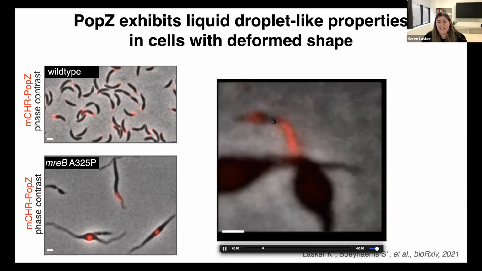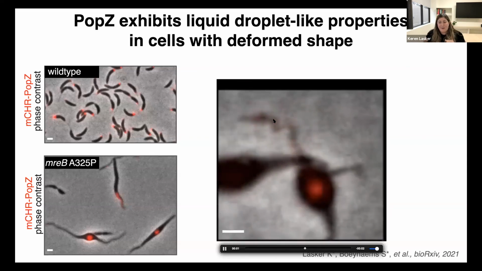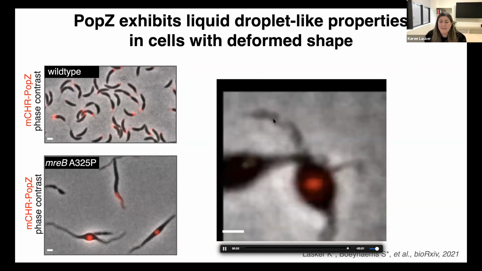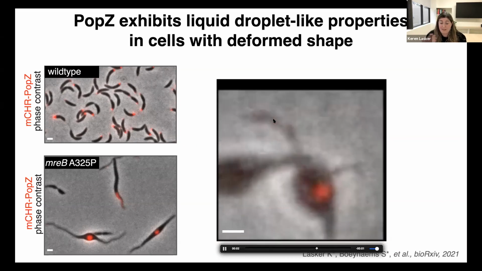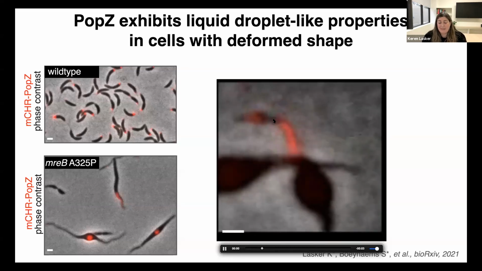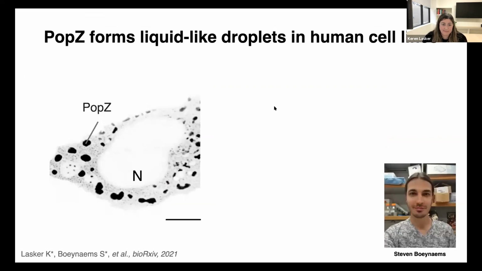And what you can appreciate is that this polar POP-Z, as the cell deforms, is just leaving the pole into this extended body of the cell, immediately adopting the spherical shape, and it's going to continue to bounce around. This suggests that POP-Z is a liquid-like microdomain adopting a spherical shape to minimize surface tension.